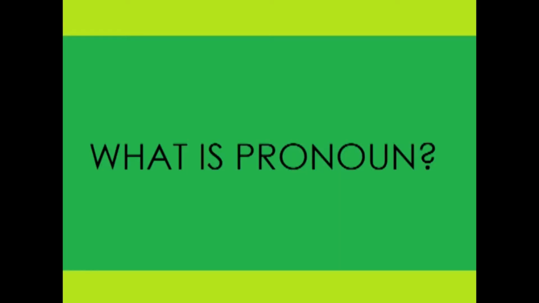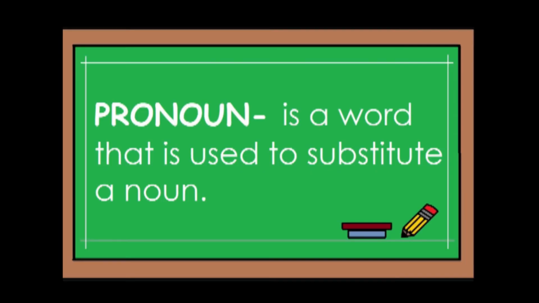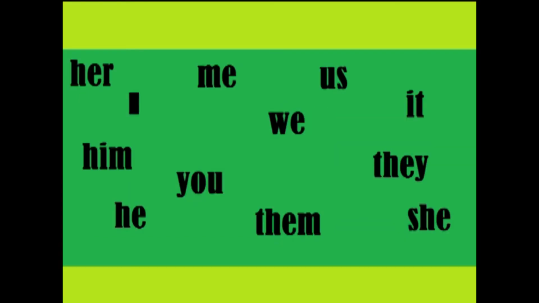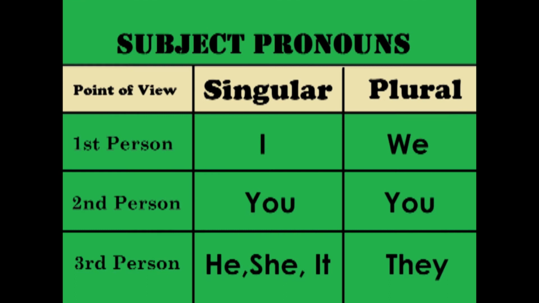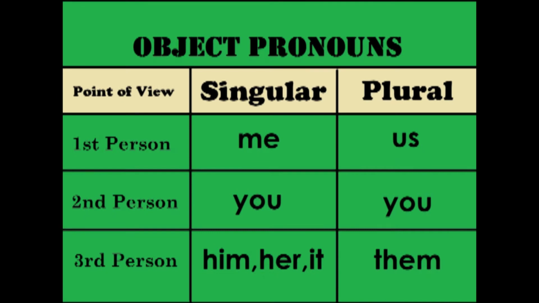But what is a pronoun? A pronoun is a word that is used to substitute the noun. All of these words are being used to avoid a repetition of the name of someone or something. Subject and object pronouns require different forms to express person, number, and gender.